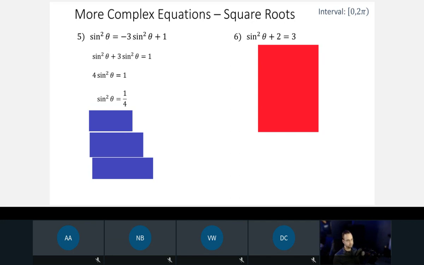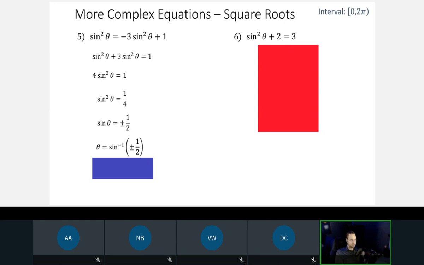Now what? Square root both sides. Yep. And when you square root both sides, what can you never forget? Plus or minus. Yep. So the square root of 1/4 is 1/2, plus or minus. Don't forget that. Now what do we do? Arc sine both sides. Yep.